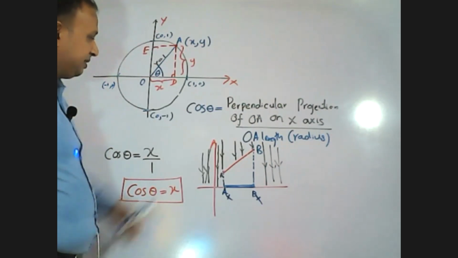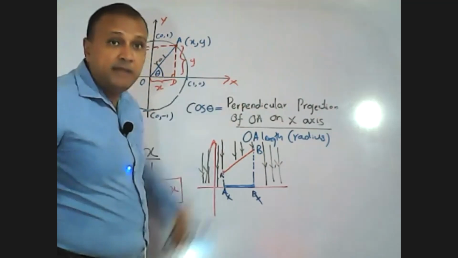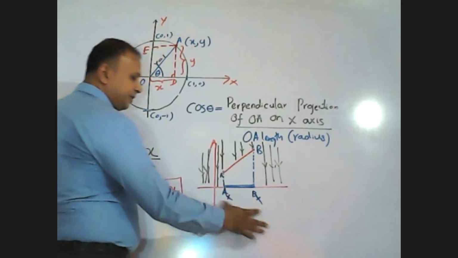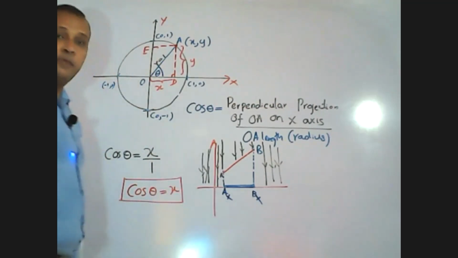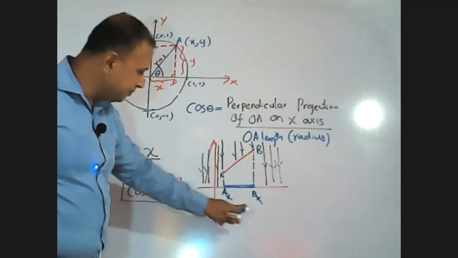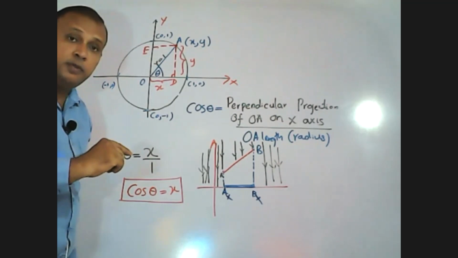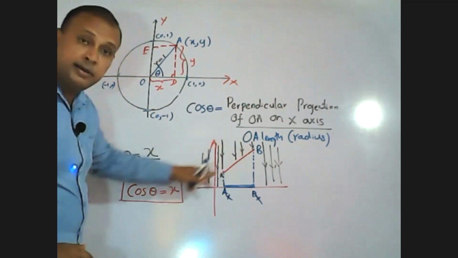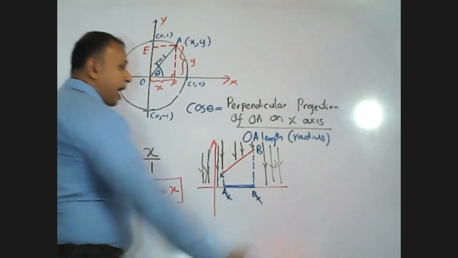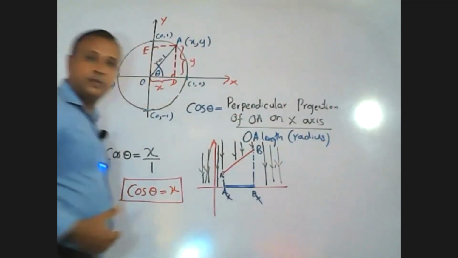So perpendicular projection is, once we incident a light beam from the upward direction, we get the perpendicular projection of a certain line segment on the x-axis. If we want to find the perpendicular projection of a certain line segment on the y-axis, you have to incident the light beam from the right hand side, from here.